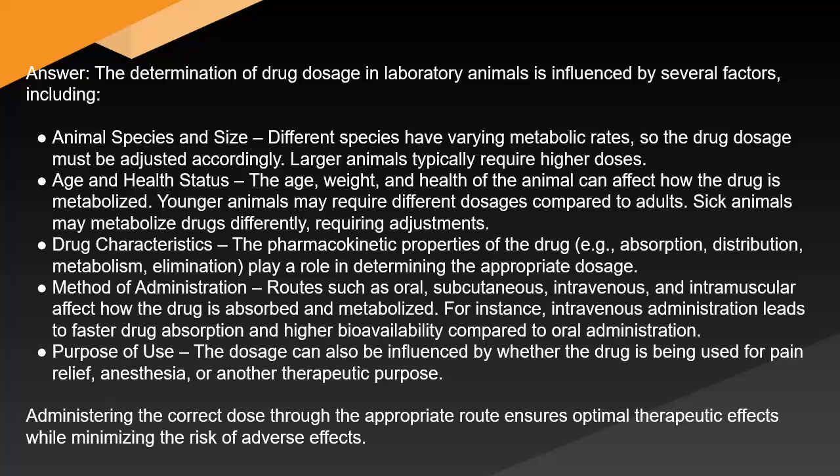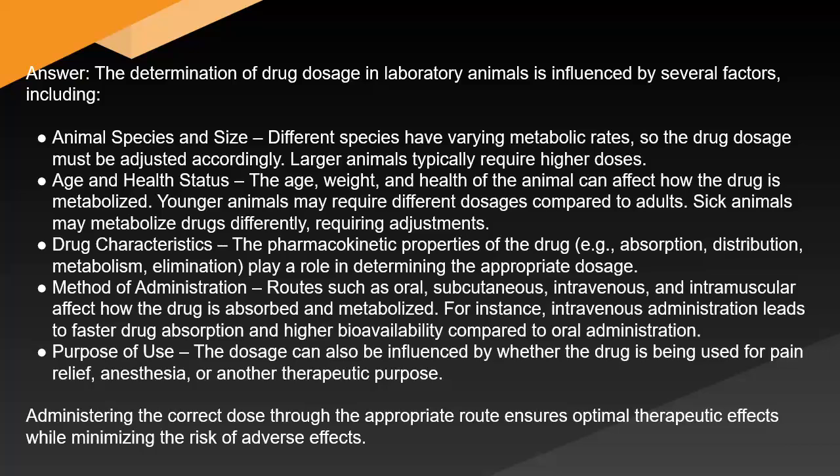Method of administration. Routes such as oral, subcutaneous, intravenous, and intramuscular affect how the drug is absorbed and metabolized. For instance, intravenous administration leads to faster drug absorption and higher bioavailability compared to oral administration. Purpose of use. The dosage can also be influenced by whether the drug is being used for pain relief, anesthesia, or another therapeutic purpose. Administering the correct dose through the appropriate route ensures optimal therapeutic effects while minimizing the risk of adverse effects.